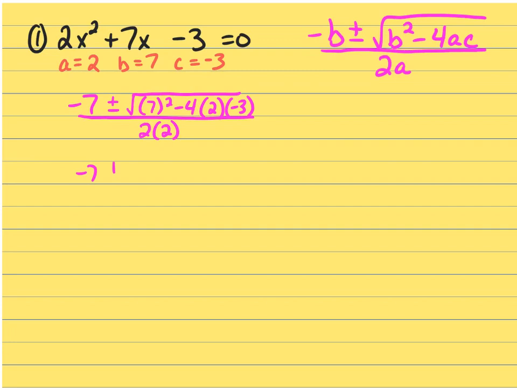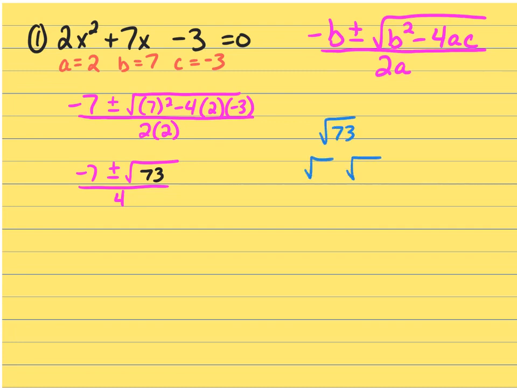From here, I'm going to bring everything down except what's underneath the radical, and I'm going to find my discriminant. All right, the discriminant is 73. When we type in on our calculator the square root of 73, don't we get a decimal that goes on forever and ever and ever? So we are going to try to break down the square root of 73.